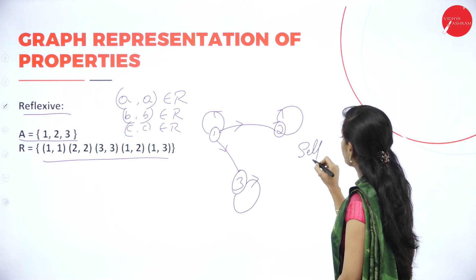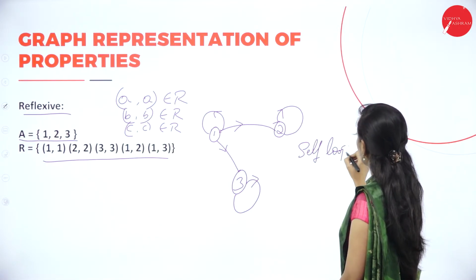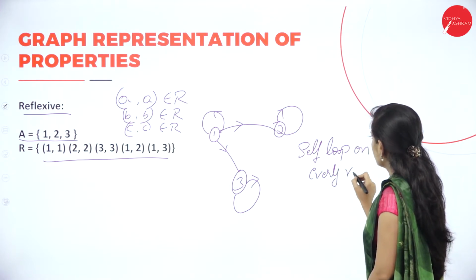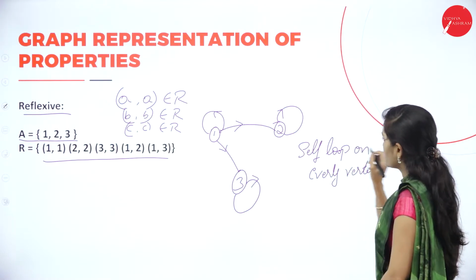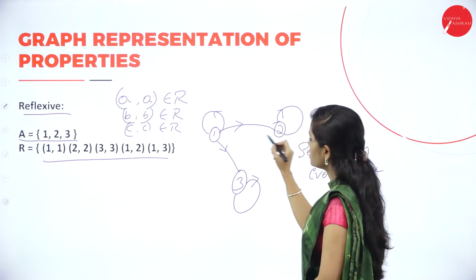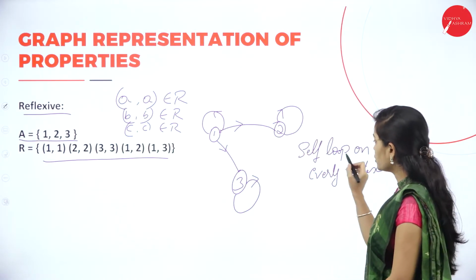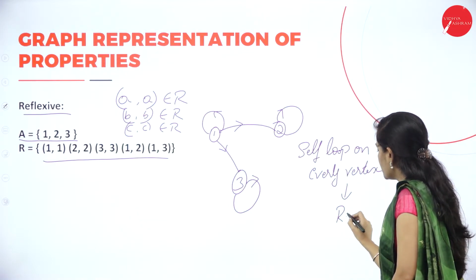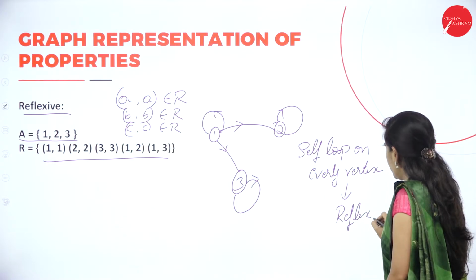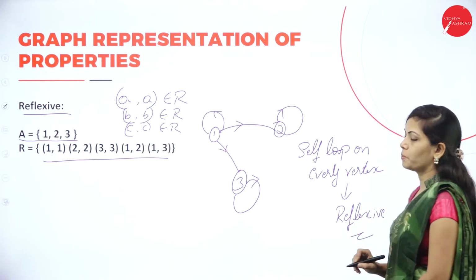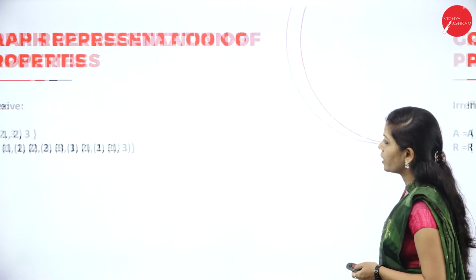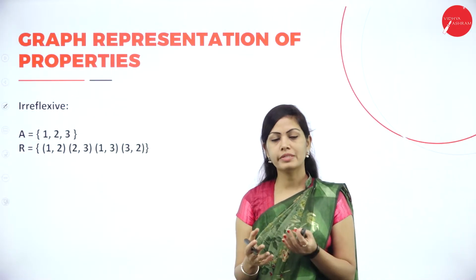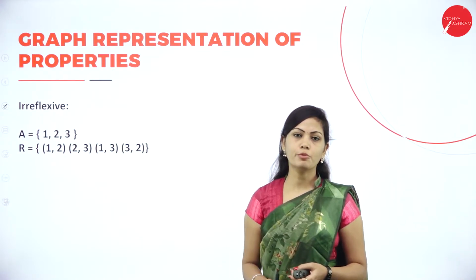Self loop on every vertex. So this is called a vertex and these are edges. If the relation holds a self loop on every vertex, then we can call it a reflexive property. It holds the reflexive property. And the next one we have is the irreflexive property. If there is no self loop, then we can call it the irreflexive property.